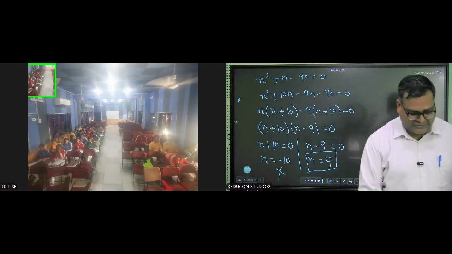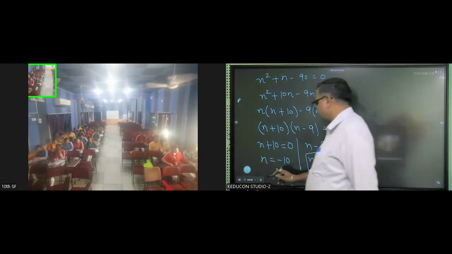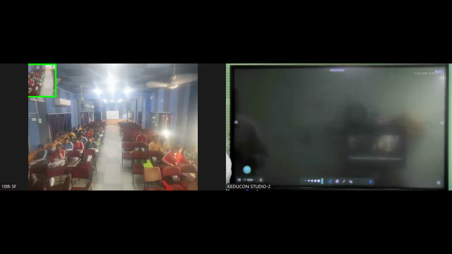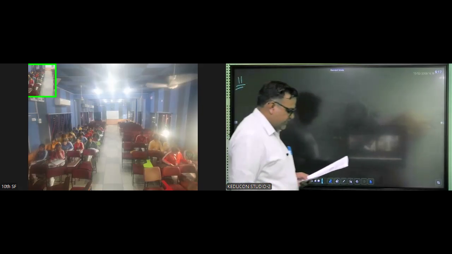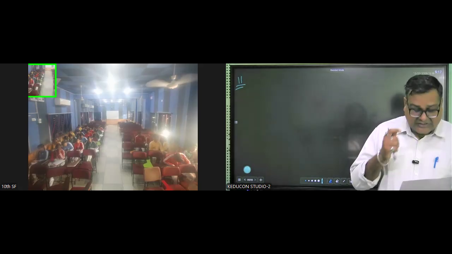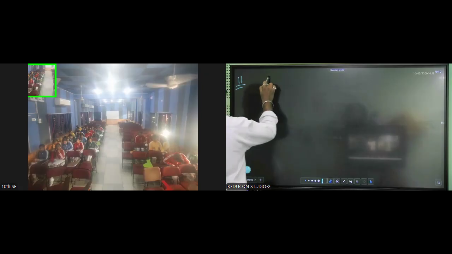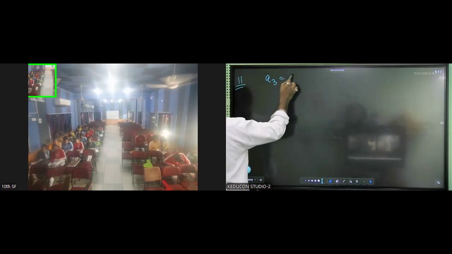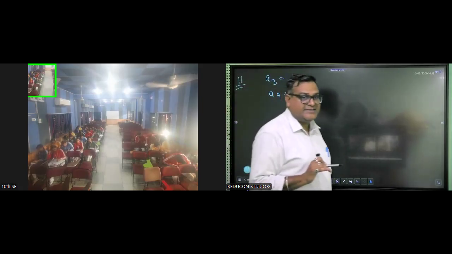Let's go to the next question. Now we have subjective questions. Subjective question, question number 11. The third and ninth term of an AP are 4 and minus 8 respectively. Which term of the AP is 0? What is given to you, students? Third term is given, that is 4, and ninth term is given, that is minus 8. You have to find which term of the AP is 0.